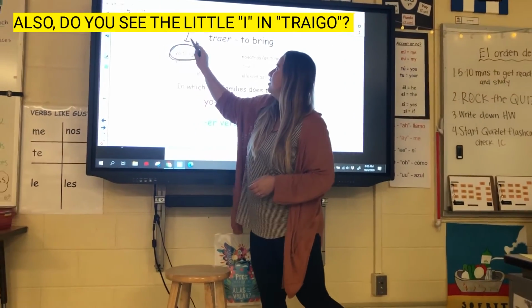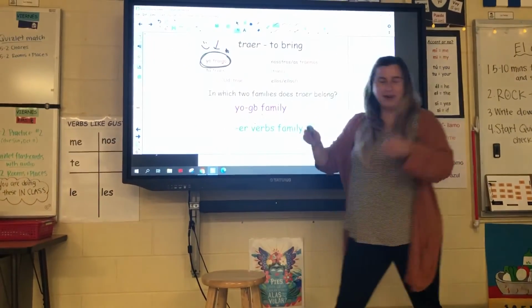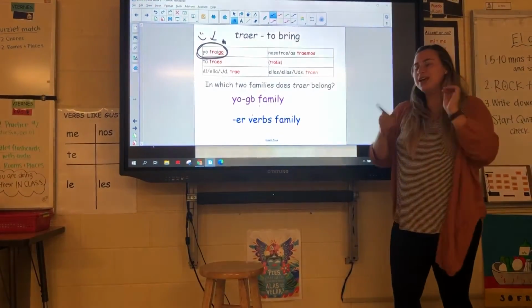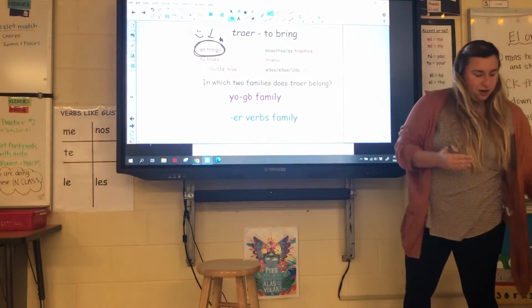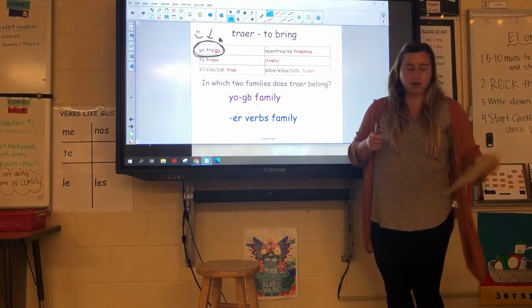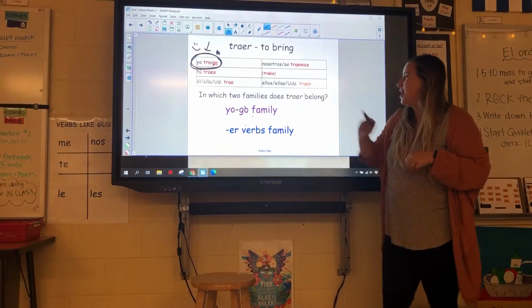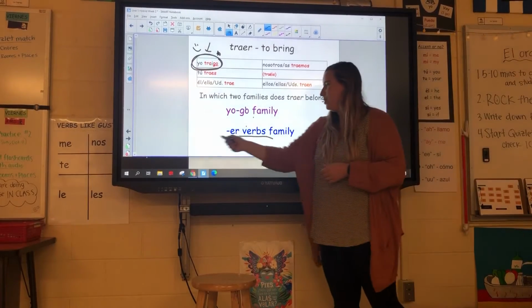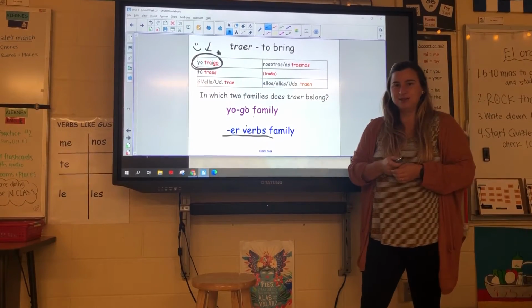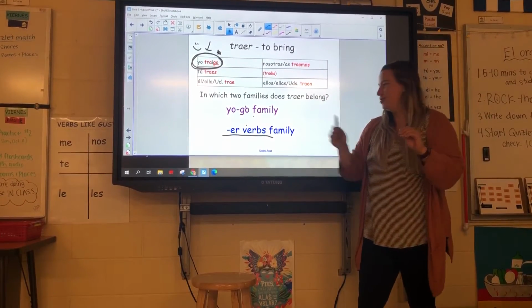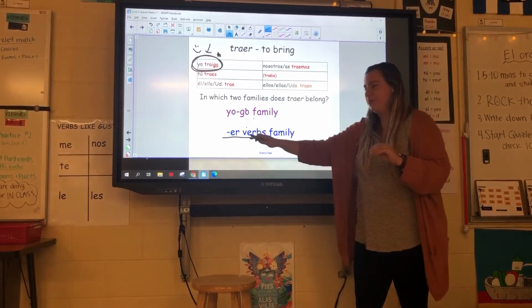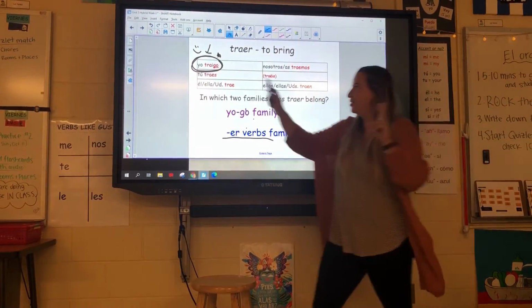Arrow, star, smiley face, whatever, okay? Make sure that it is obvious to you on your notes that it's a yo-go verb. The rest, traes, trae, traemos, traen, are just normal ER verb endings. You can do this. You just got to remember it's a yo-go, and then the rest are normal. Okay, dos más.